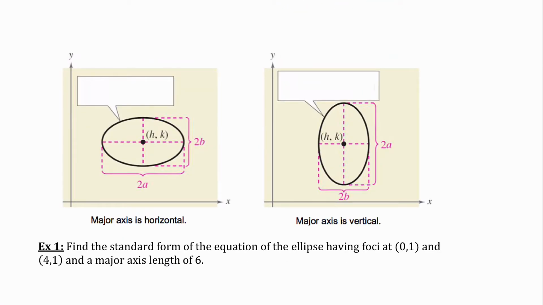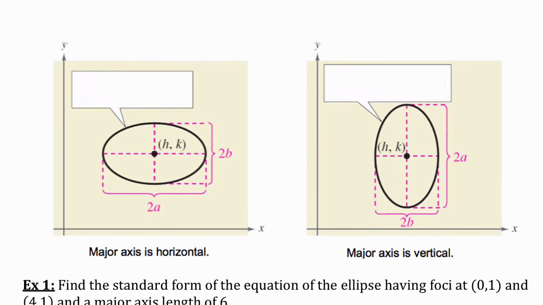Taking a look at these two graphs here, we've got a horizontal major axis and a vertical major axis. Now this is going to help us put things into perspective. The equation for the horizontal major axis is (x minus h) squared over a squared plus (y minus k) squared over b squared equals 1.